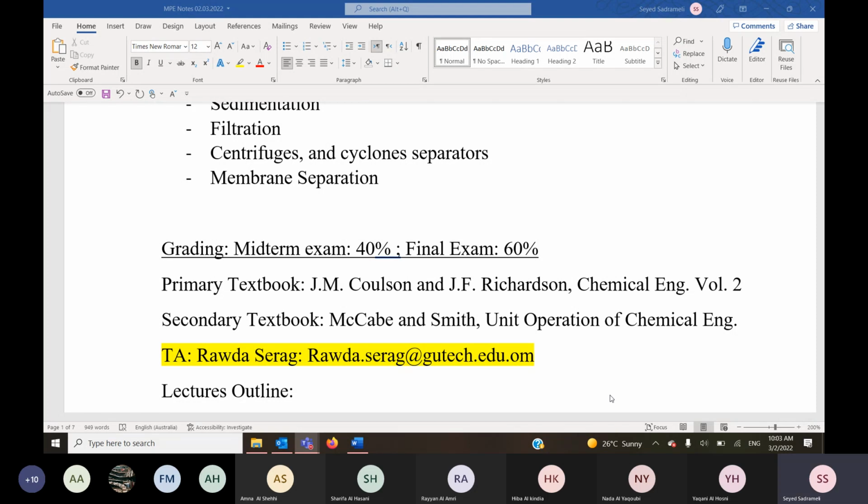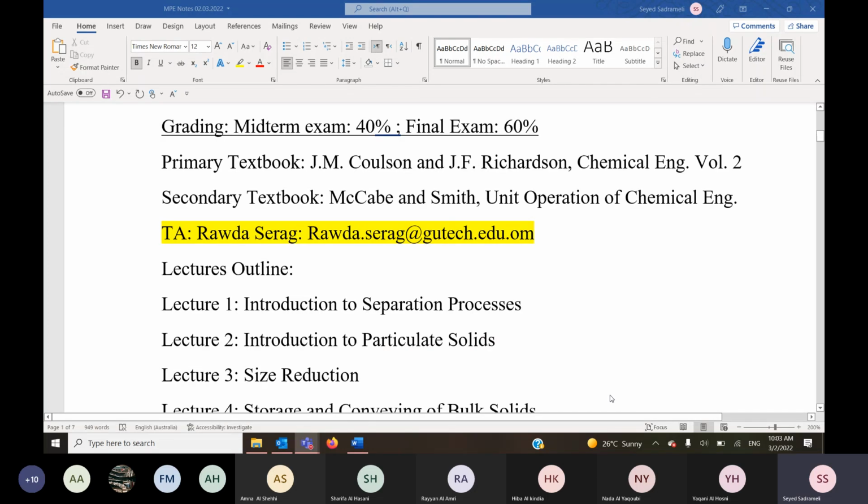We have two books. The primary textbook is by Coulson and Richardson, Chemical Engineering Volume 2. And the secondary textbook is by McCabe and Smith, Unit Operations of Chemical Engineering. The TA of the course is Rodo Siraj, with the email provided.